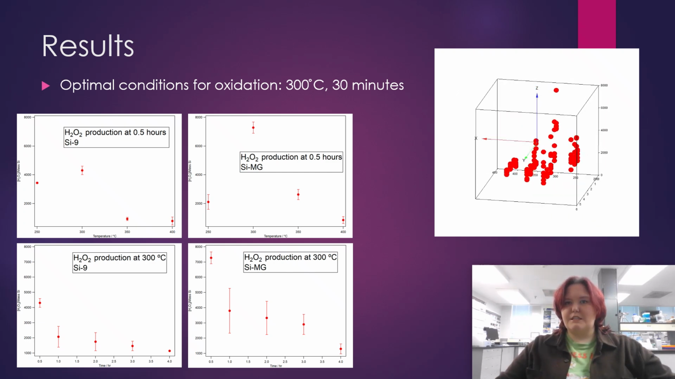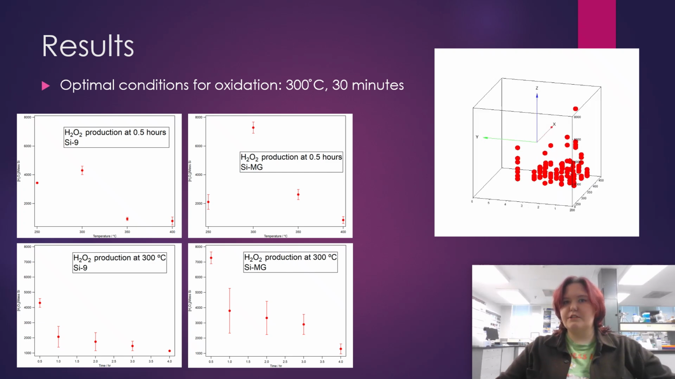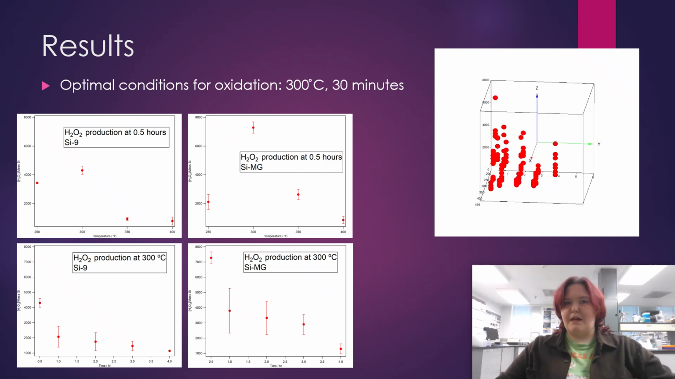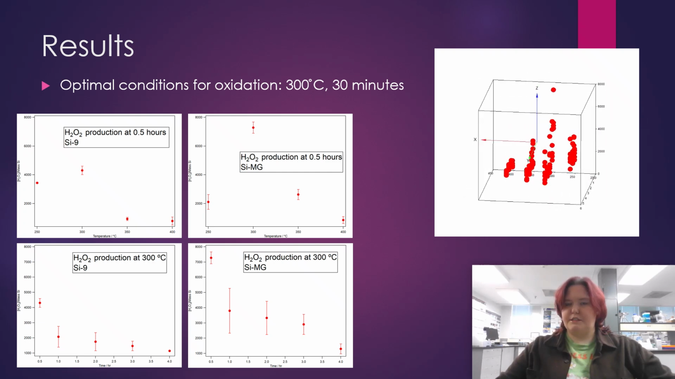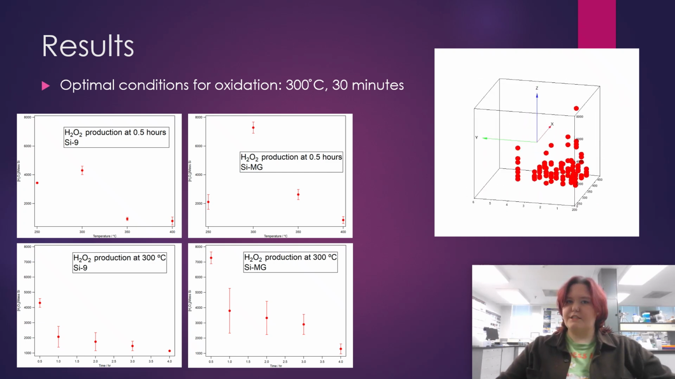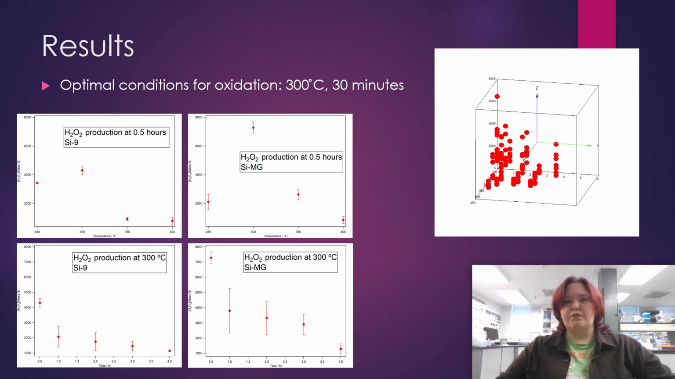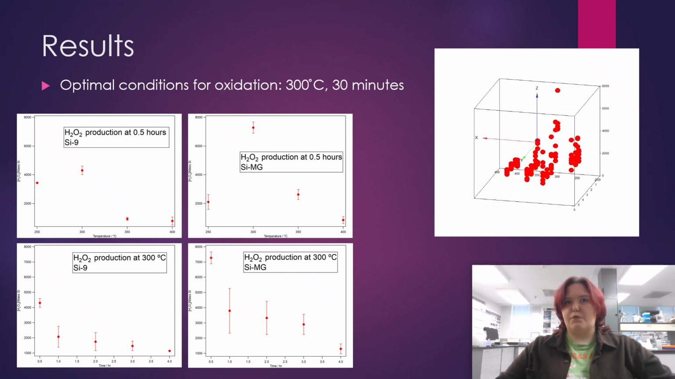The plots show the maximum concentration of peroxide at 300 degrees for a constant time of half an hour, as well as the maximum at half an hour annealing time at a constant temperature of 300 degrees. These variables can be combined into a 3D plot to show the overall optimal conditions for peroxide formation.